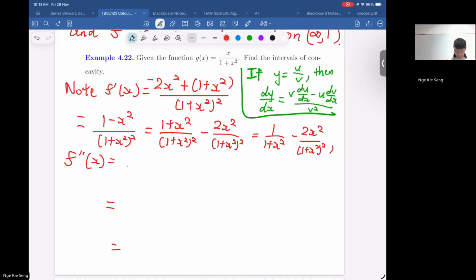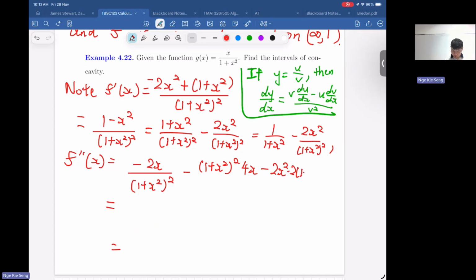Again, so minus u v prime over v squared. Okay, on the other side, we get 1 plus x squared du/dx, 4x minus 2x squared times 2 times 1 plus x squared times 2x, over v squared.